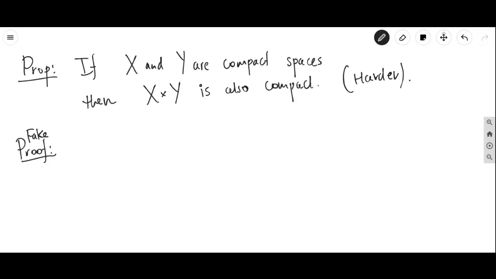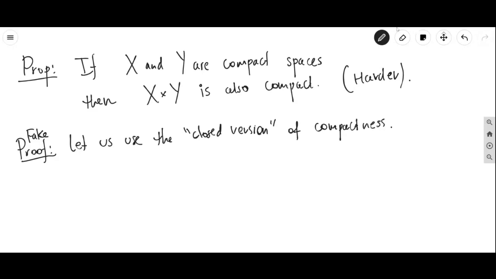So unfortunately, this is going to be a somewhat nice proof. It's not too complicated, but there's going to be a flaw somewhere in the proof. While I'm writing the proof, see if you can spot what the flaw is, and then we can discuss how to fix it. Okay, so fake proof. Here's how it goes. Let us use the closed version of compactness.